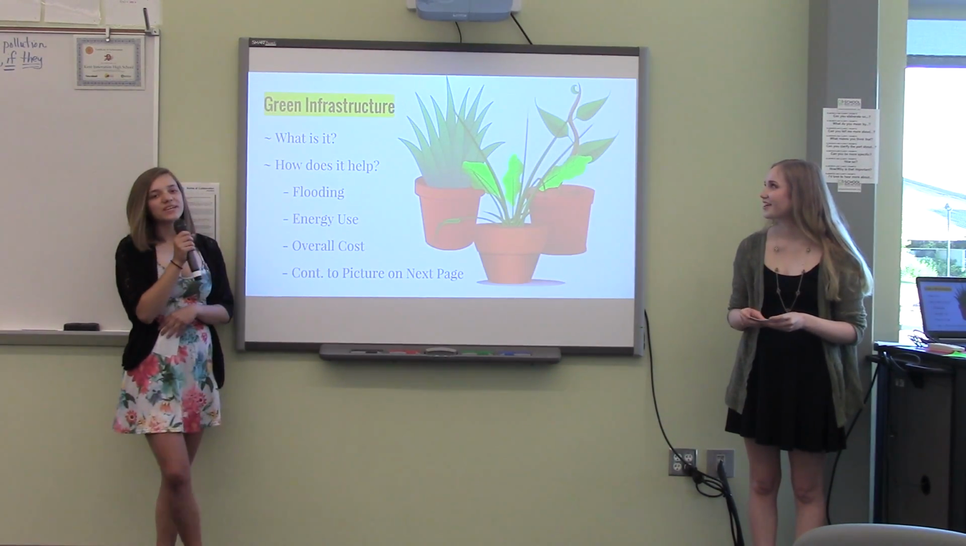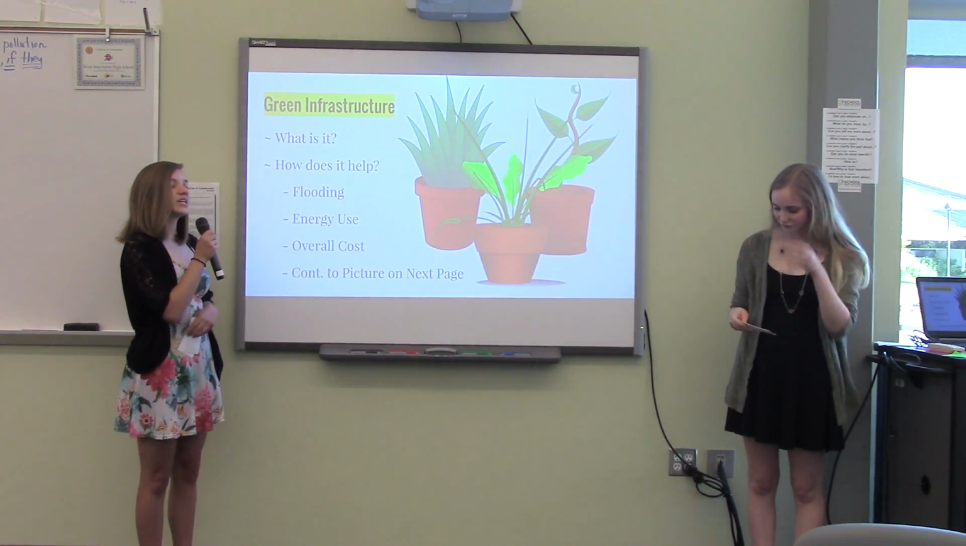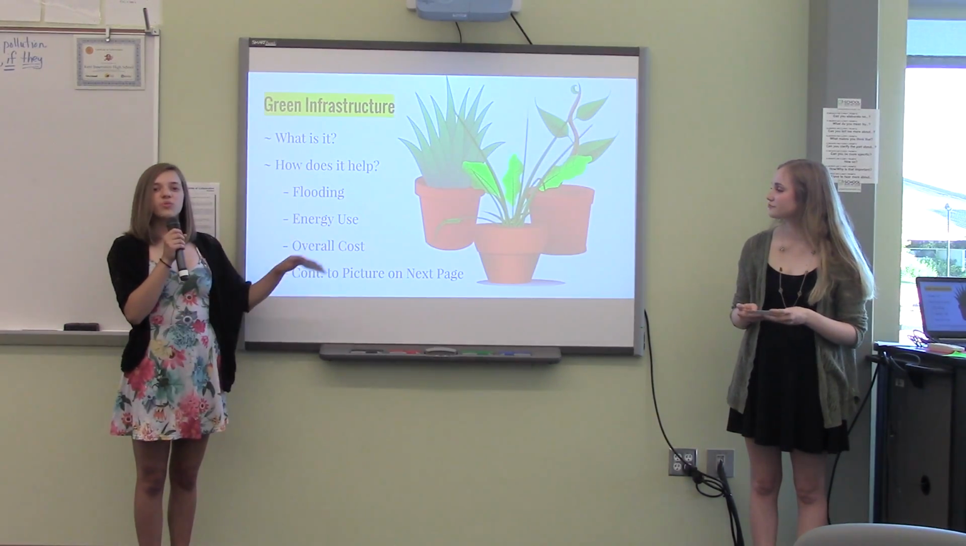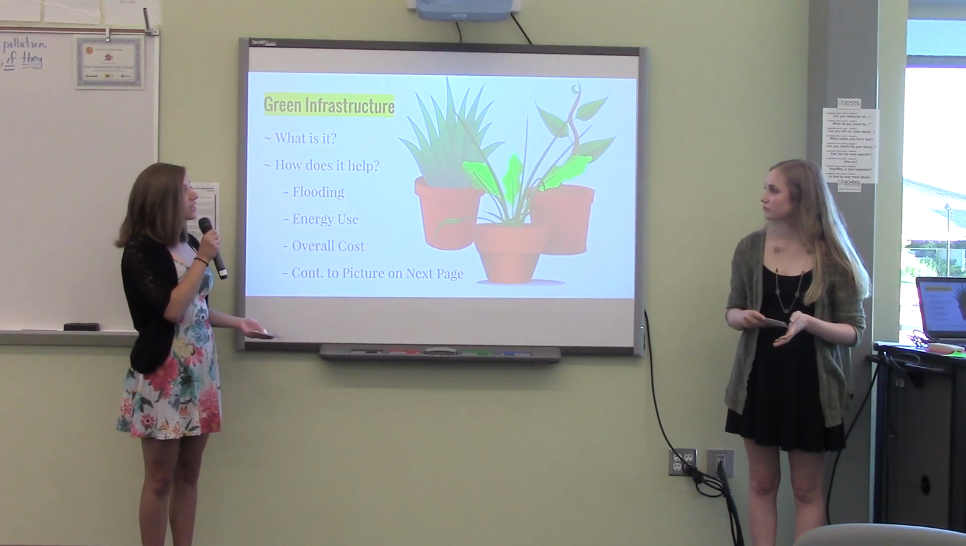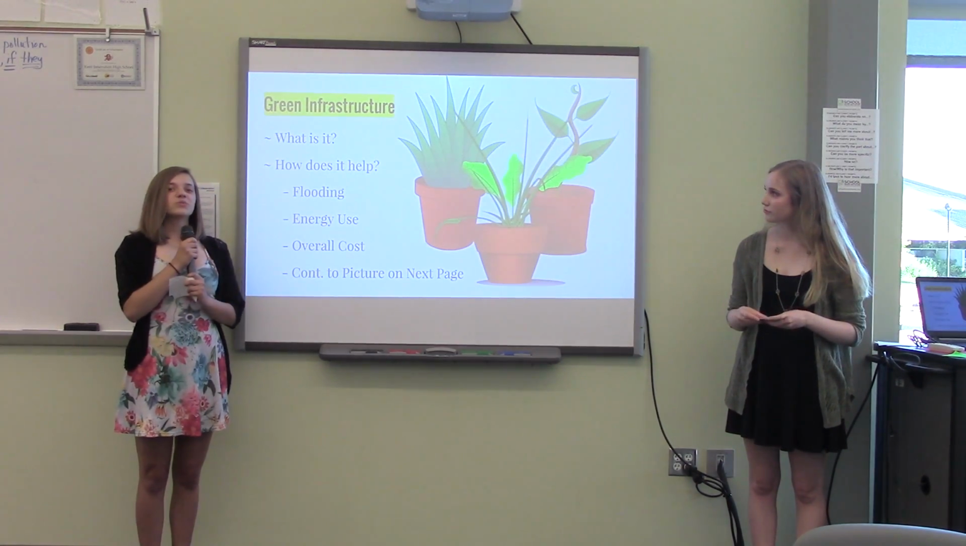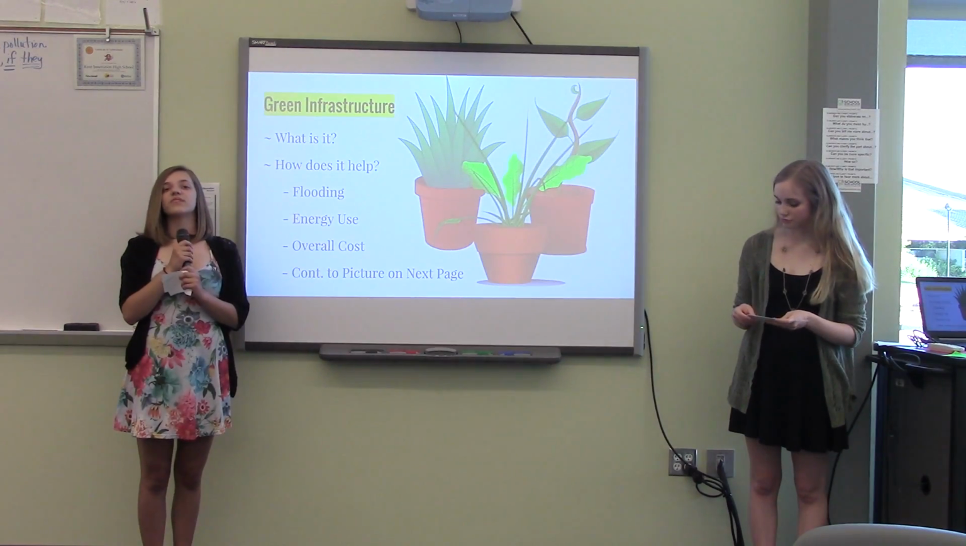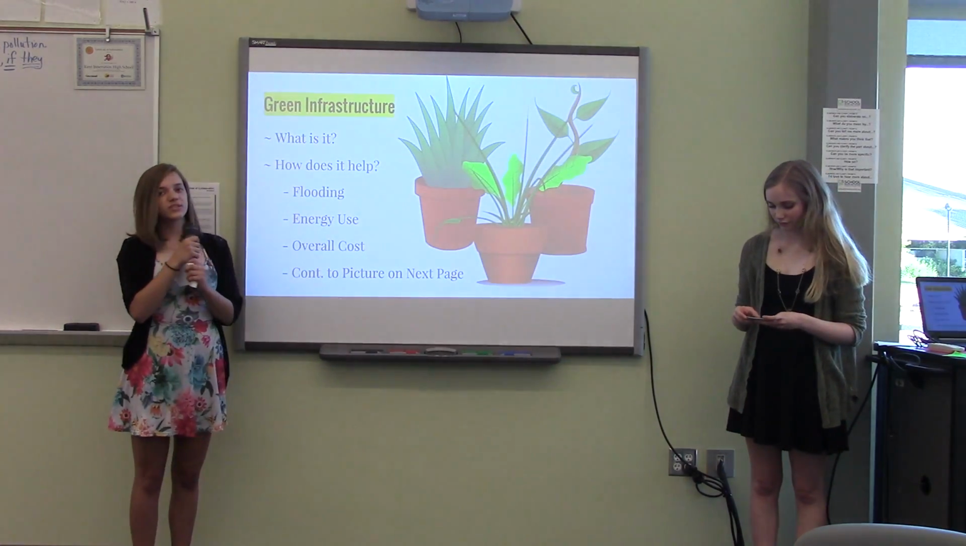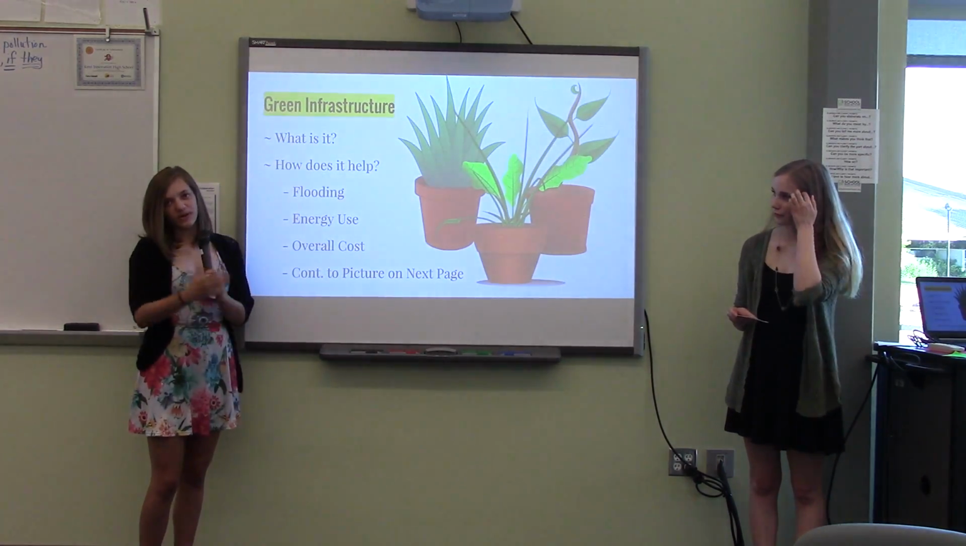So some ways we can help fix these dangers are with green infrastructure. Green infrastructure is just a natural way of mimicking the natural water cycle, and it helps in many ways. There is a reduced risk of flooding and reduced damages of flooding if we use green infrastructure, and there's several different types, which Faith is going to talk about in a minute.